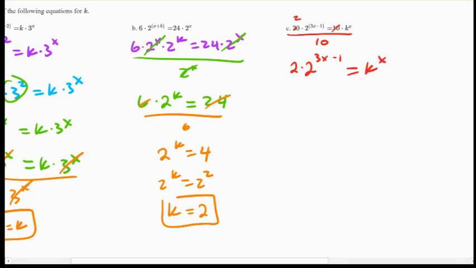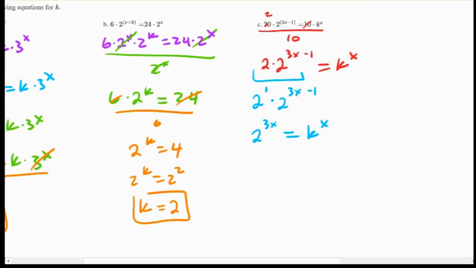Now I'm actually going to do the reverse of what I've been doing before. I'm going to put these together, because I know this is 2 to the power of 1 times 2 to the power of 3x minus 1. And so I can put those together, which would technically be 2 to the power of 3x minus 1 plus 1, but negative 1 plus 1 is just 0 and leaves me with this here.